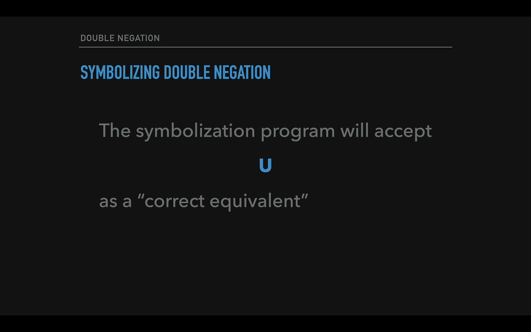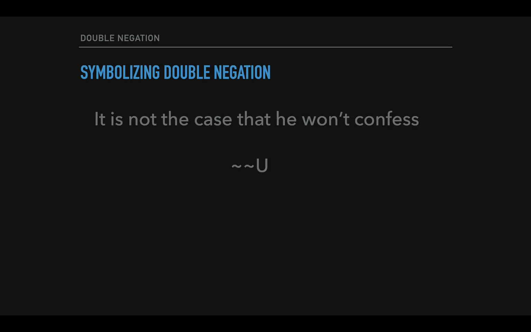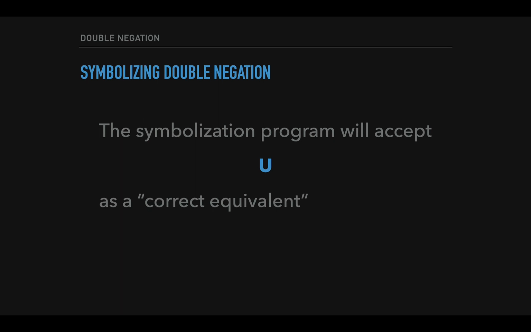And indeed, the program will accept you as what it calls a correct equivalent. So if you were to symbolize it is not the case that he won't confess, if that was a problem in the symbolization module that you had to symbolize, you could put in not not you, and you would get correct. If you put in you, the program would say correct equivalent, and the problem would appear green in the problem list, just like a correct answer.